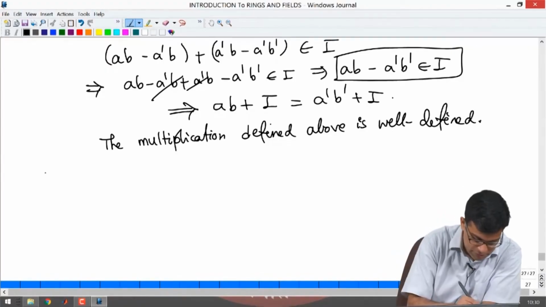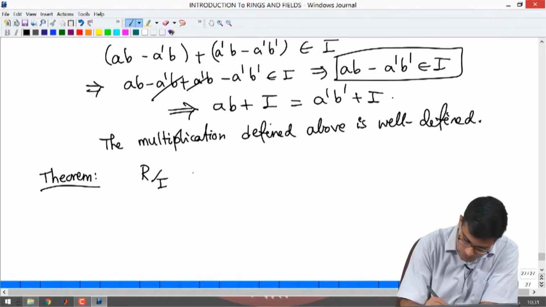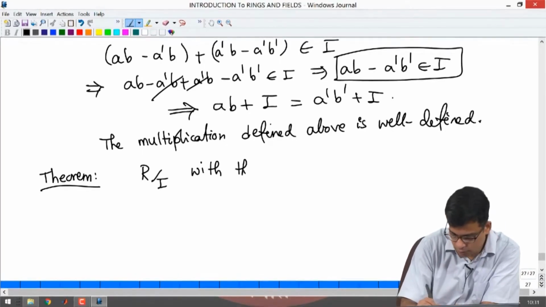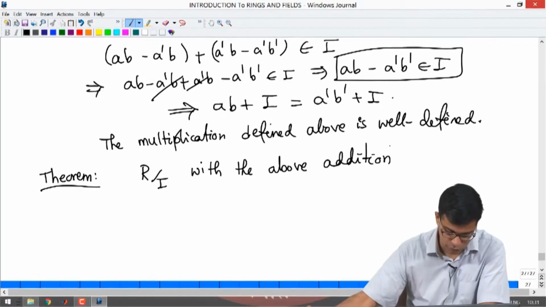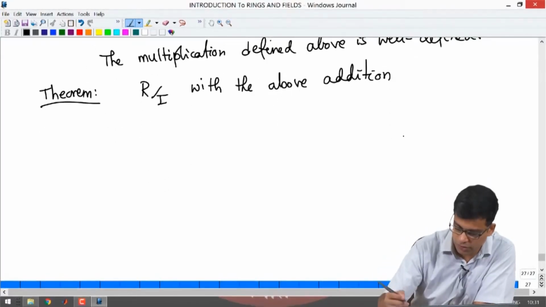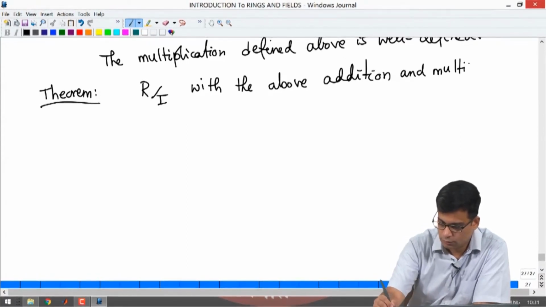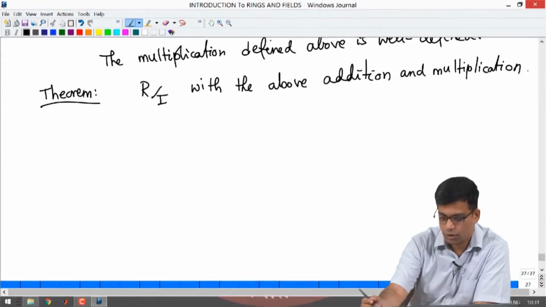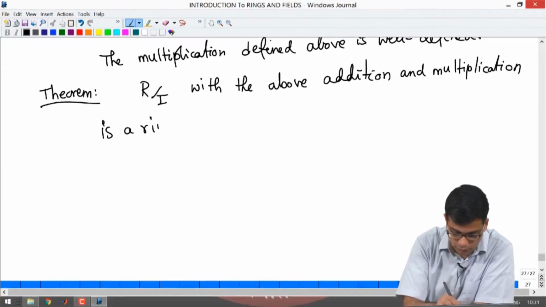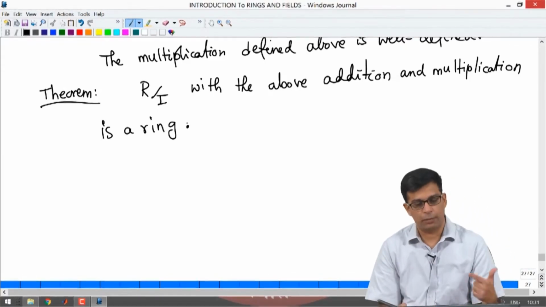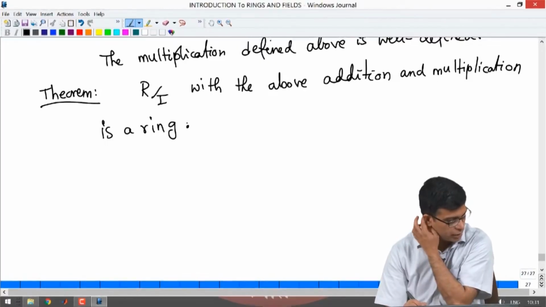So, now the theorem is: R mod I with the above addition. I will write the full statement of the theorem here and we will give a sketch of the proof. With the addition and multiplication defined above, R mod I is a ring, that is the first point. So, we have addition that makes it an abelian group. I just defined a multiplication which I said is well defined and it makes it a ring.